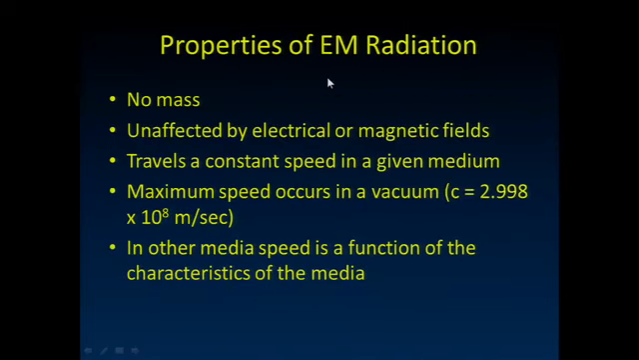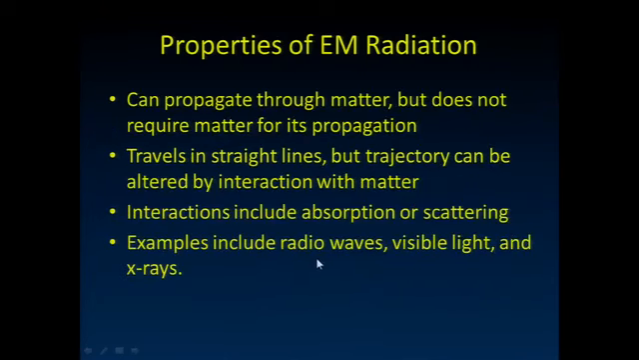So let's talk a little bit about electromagnetic radiation specifically now. Remember, no mass, it's unaffected by electrical or magnetic fields, and it travels at a constant speed in a given medium. That maximum speed occurs in vacuum and is about 3 × 10⁸ meters per second. In other media, the speed is a function of the characteristics of that media.